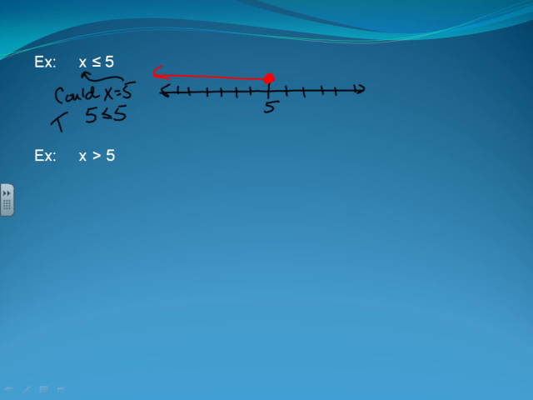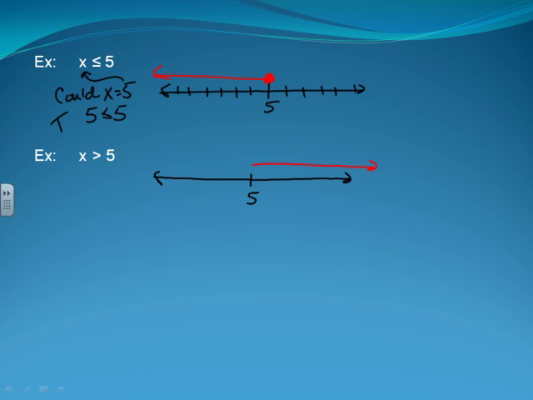Graph x is greater than 5. Okay, draw your number line. At a minimum, you need to have that 5 labeled on your number line. Now, x is greater than 5. We're interested in values of x that make that true. You would agree with me that 6 would work. 6 is greater than 5. 7 would work. 7 is greater than 5. 5.1 would work. 5.1 is greater than 5. Visually on our number line, that would be all numbers to the right because larger numbers are to the right.